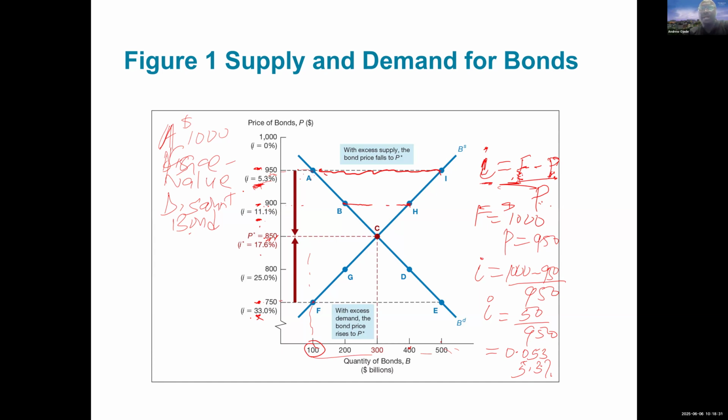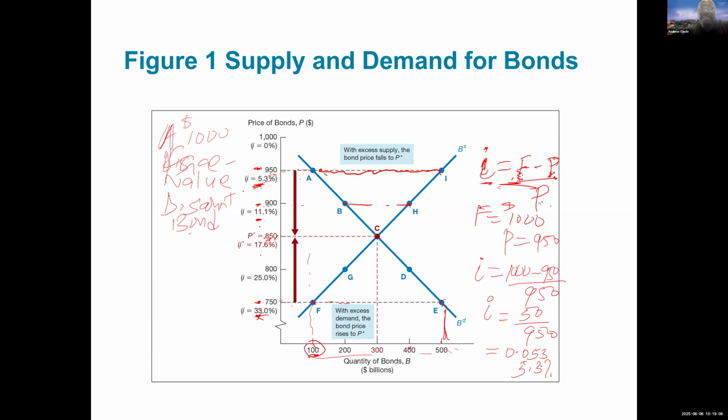So the quantity supplied of bonds is going to be very low at this high interest rate at point F. It's going to be only $100 billion. But when the interest rate is 33%, that favors demanders of bonds, or investors, or lenders of funds. The lenders of funds are represented by the demand curve. So at an interest rate of 33%, or a price of 750, you draw this dashed line across, you're going to hit the demand curve at point E, meaning that $500 billion of bonds will be demanded at that price or at that interest rate.